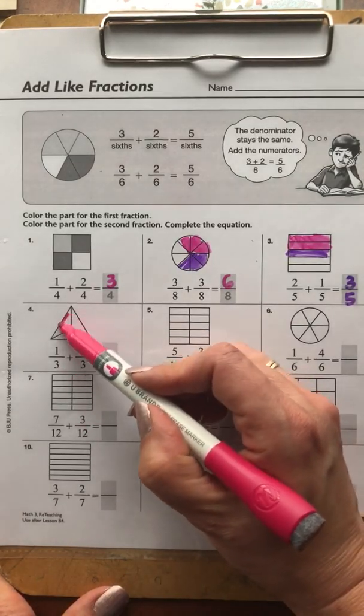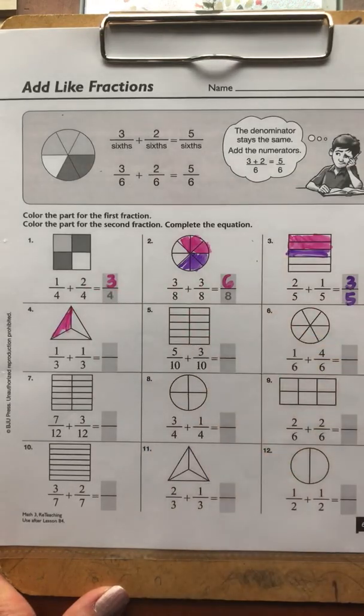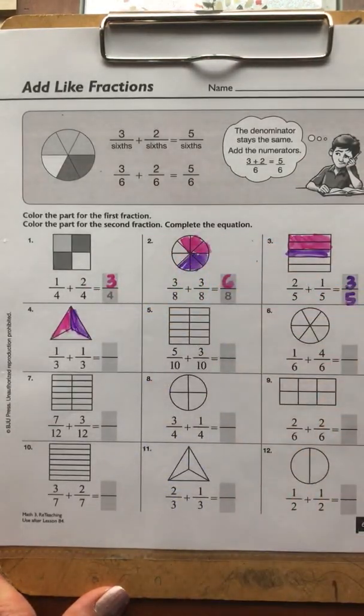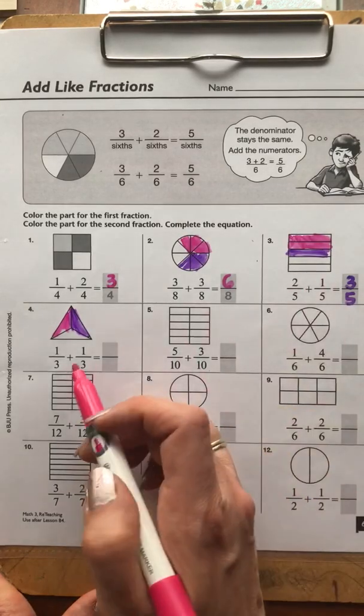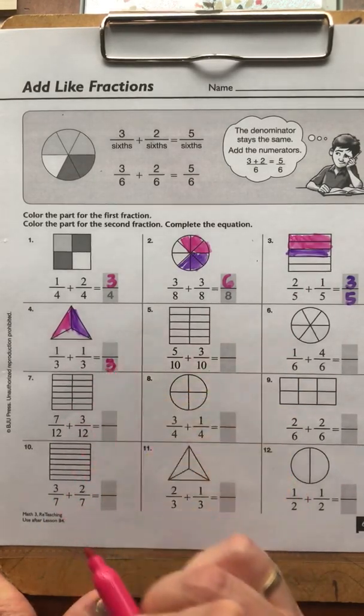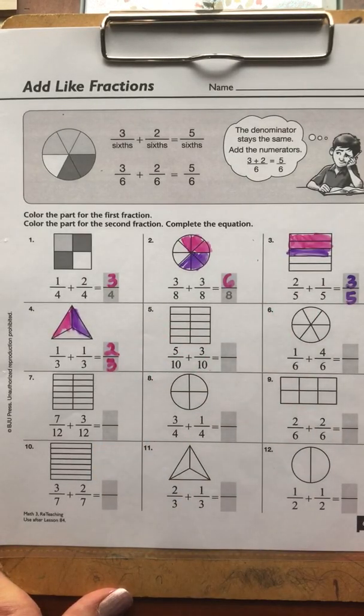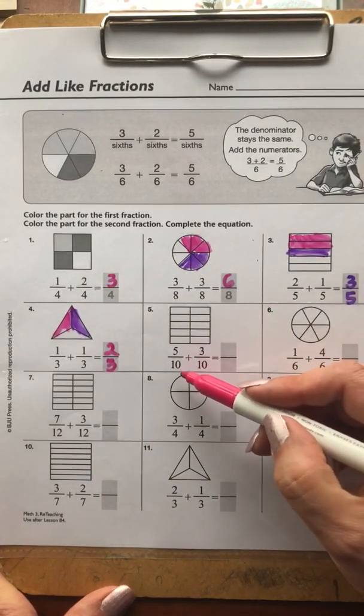We're adding 1/3 plus 1/3. So remember, our denominator stays the same. 1 plus 1 is 2. So our answer is 2/3. We'll go on to the next one.